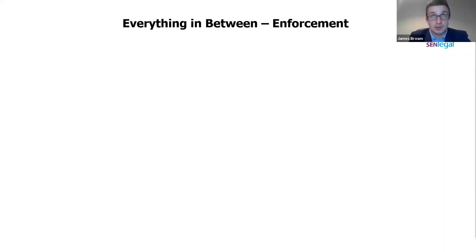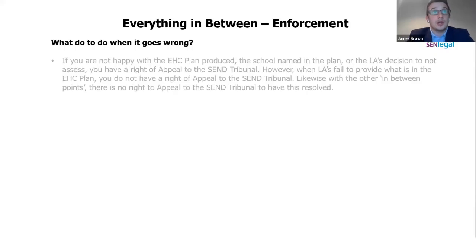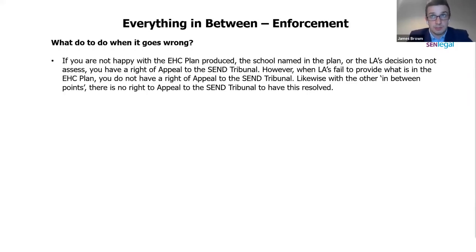Now, the key issue then becomes, well, what can we do about it? And that is a very key issue. What can you do about it when it does go wrong? Because if you're unhappy with the contents of the EHC plan produced, or the school named in the plan, or the LA's decision not to assess, you have a right of appeal to the SEN Tribunal. However, when LAs fail to provide what is in the EHC plan, for example, or they do not give you a decision after your EHC Needs Assessment request, then you do not have a right of appeal to the SEN Tribunal against that.